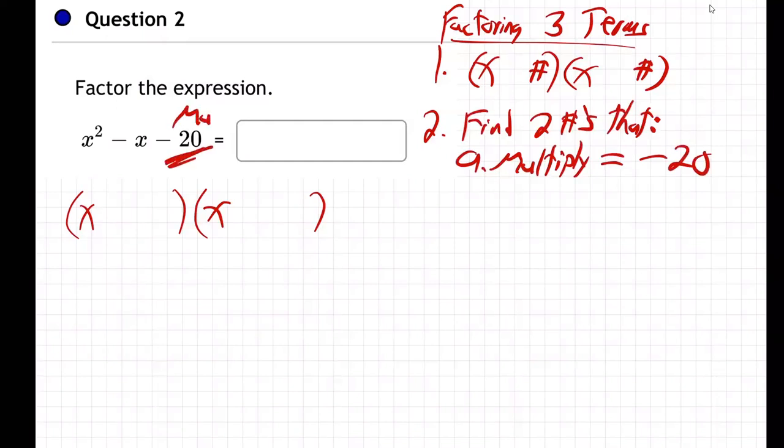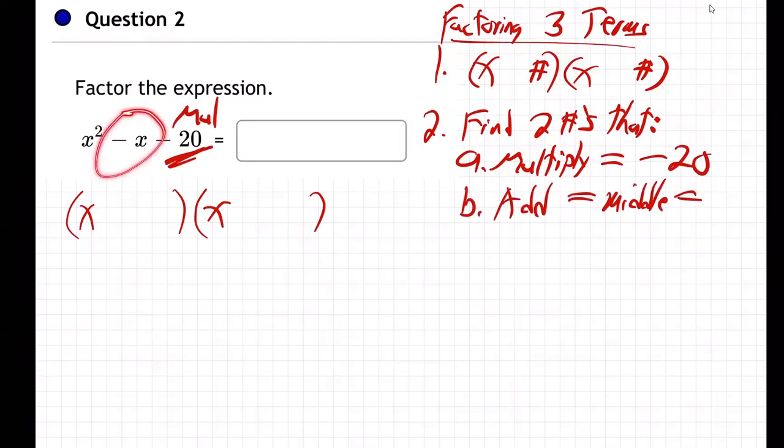All right, multiply up here. And B, add to equal the middle number, which is, now what number's in the middle? What number's right here in the middle? What do you do when there's no number in front of x? You add a 1. Yeah, there's a -1 there. And you got to keep the sign with it also. Yeah, -1. That's right. Good.